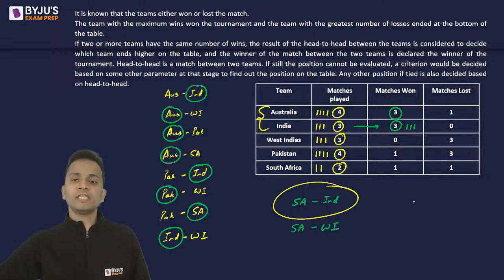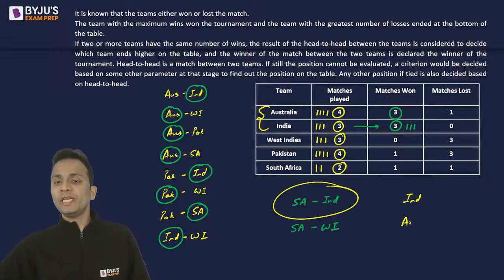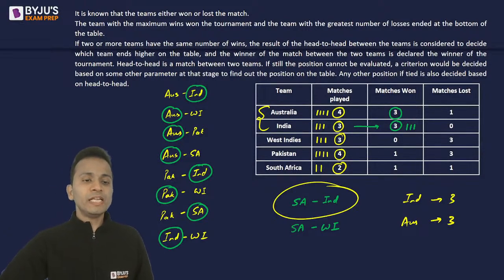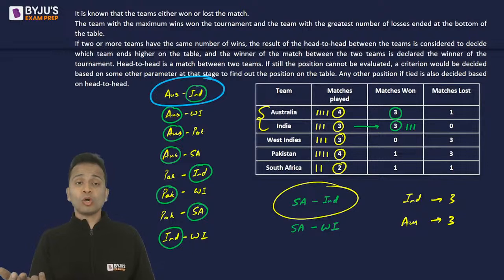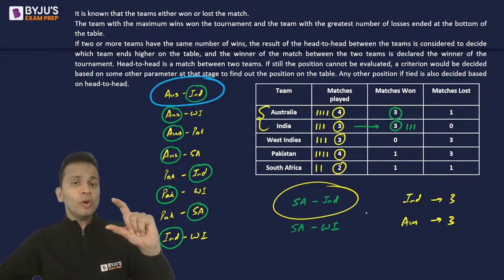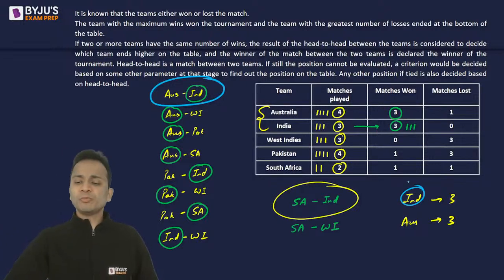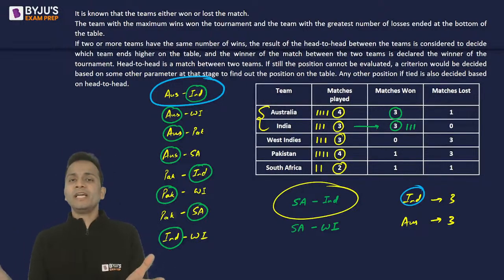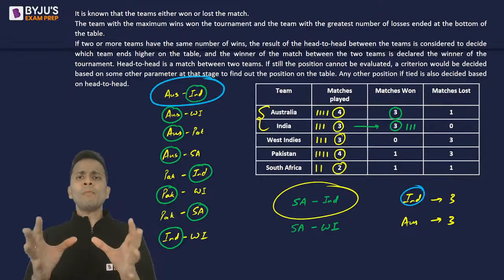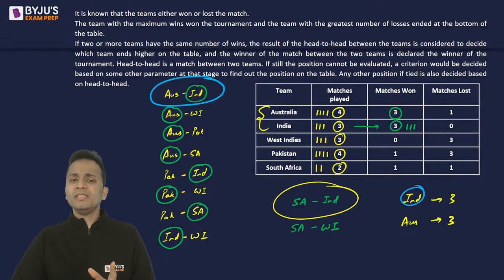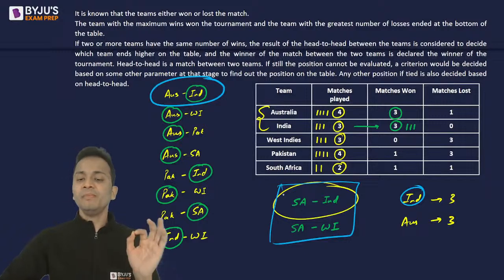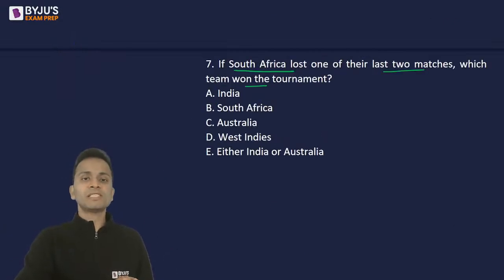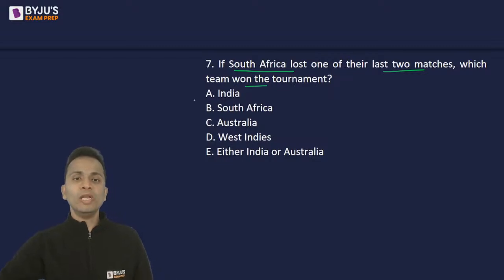Done. Now, what if India will not win this match? Now, if India will not win this match, then India and Australia will have 3 wins each. But the match between India and Australia was won by India. So the head-to-head will be seen, and since the match between India and Australia is won by India, then India will be the winner of the tournament. So no matter what will happen in these two matches, India will definitely be the winner of the tournament. So question number 7, the correct answer will be India.